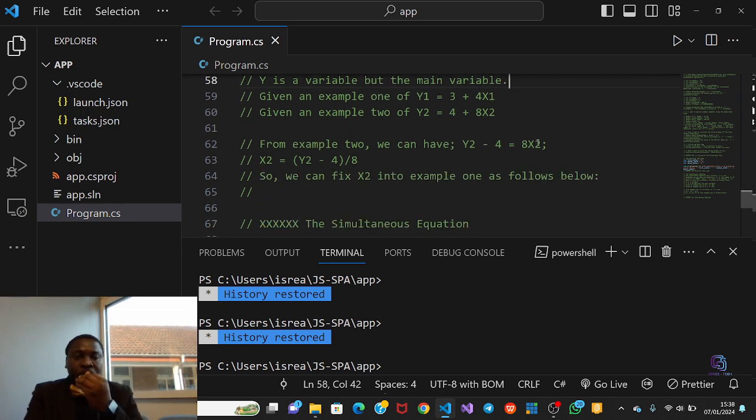So with this, we can fix x2 into example 1 as follows. So y2 minus 4 equal to 8x2. So x2, in other words, is y2 minus 4 divided by 8. So we can fix x2 into example 1 as follows. Why? Because now, why? You can ask that question.